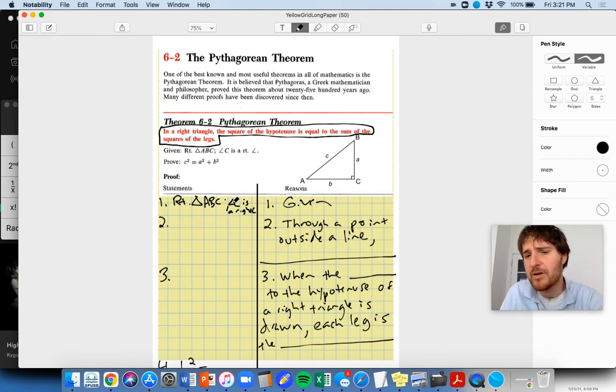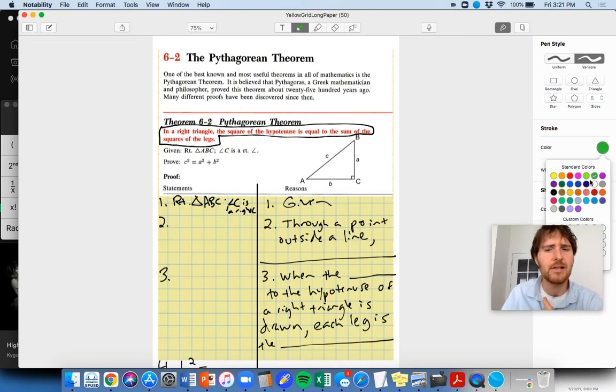So might as well do it with right triangle ABC, where we're arbitrarily choosing that angle C is the right angle. The way we prove this is through 6-1. That's the first thing. Let's just hammer through this.